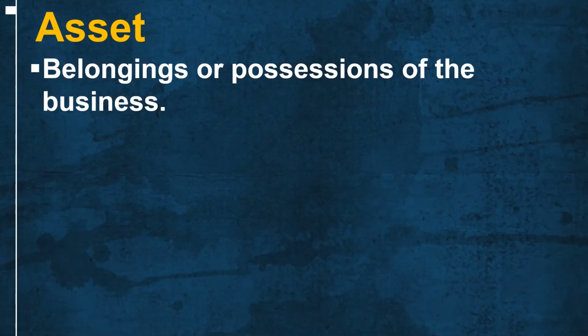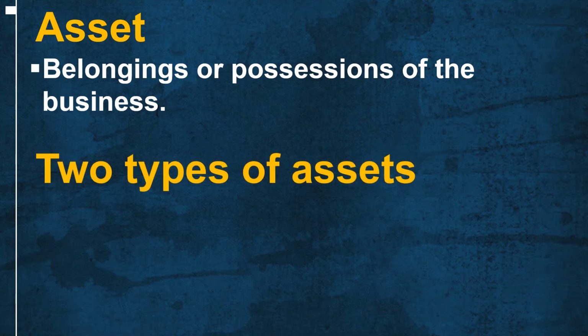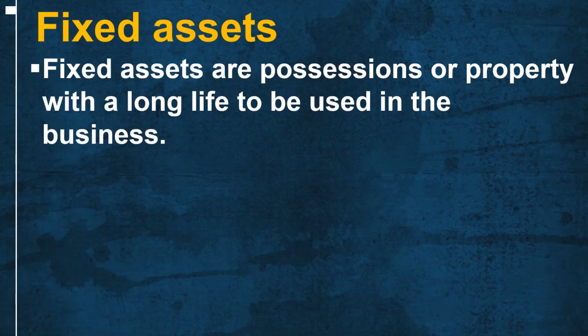Now let us look at the definition of asset. When we talk about assets, we are referring to the belongings or possession of the business. There are two types of assets, namely fixed assets and current assets. When we talk about fixed asset, we are referring to the possession or property with a long life to be used in the business.